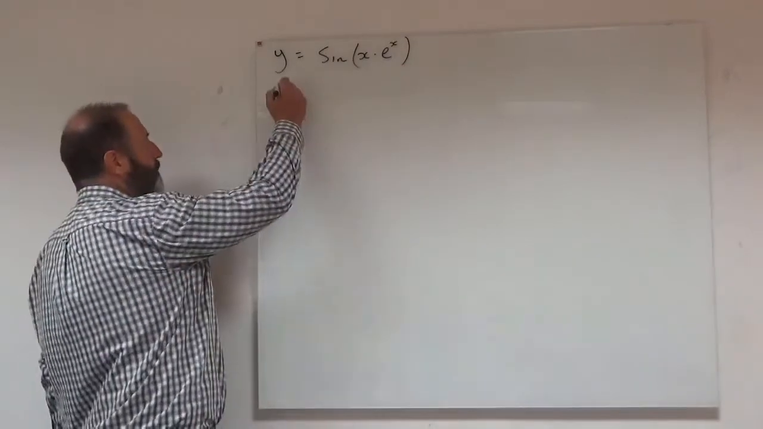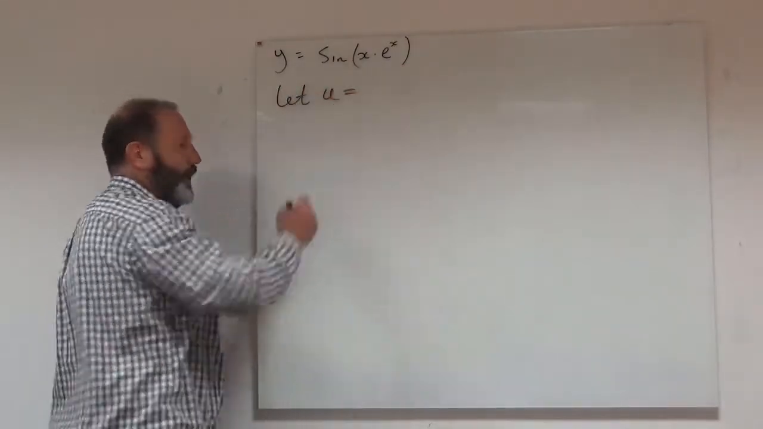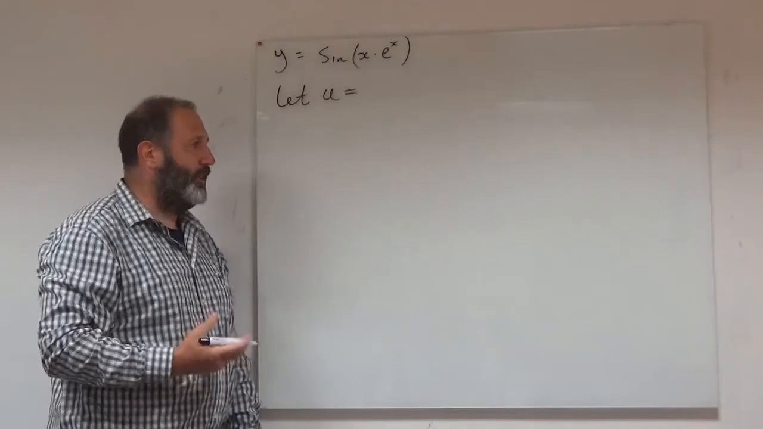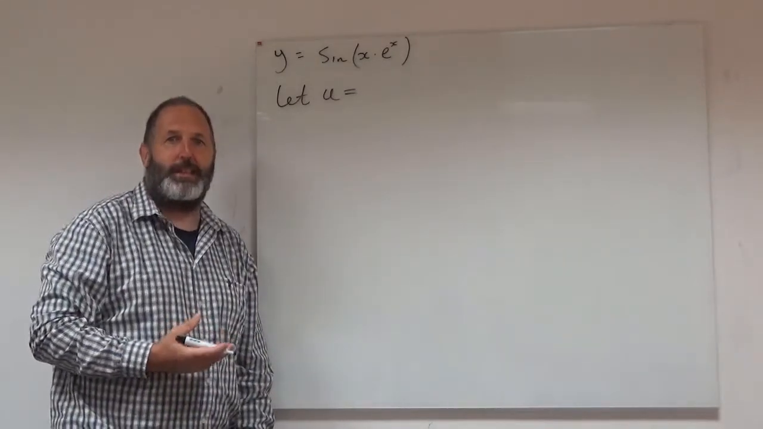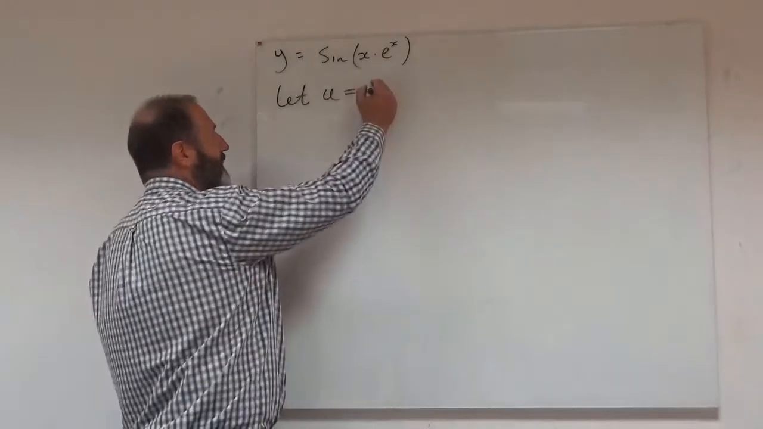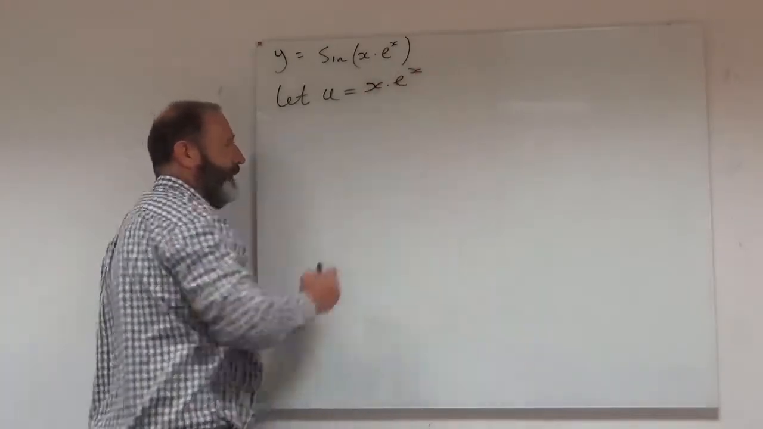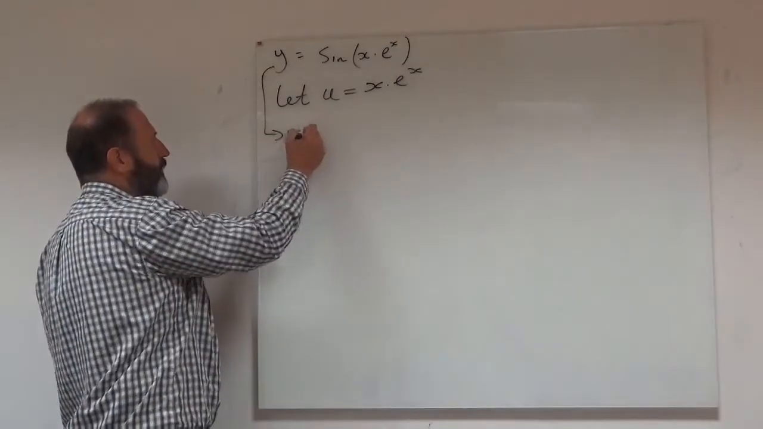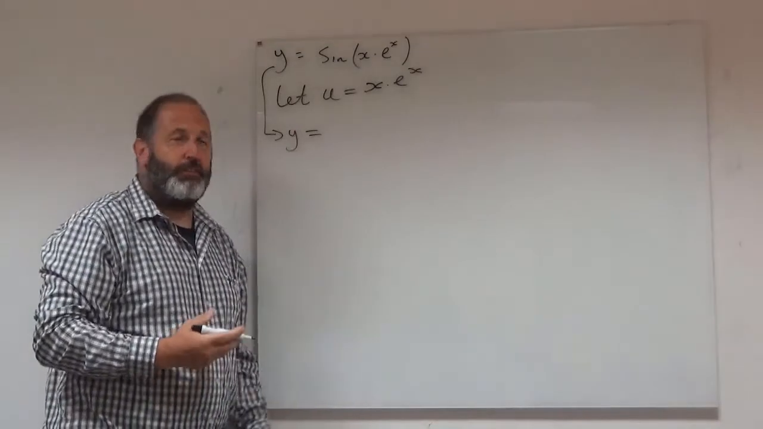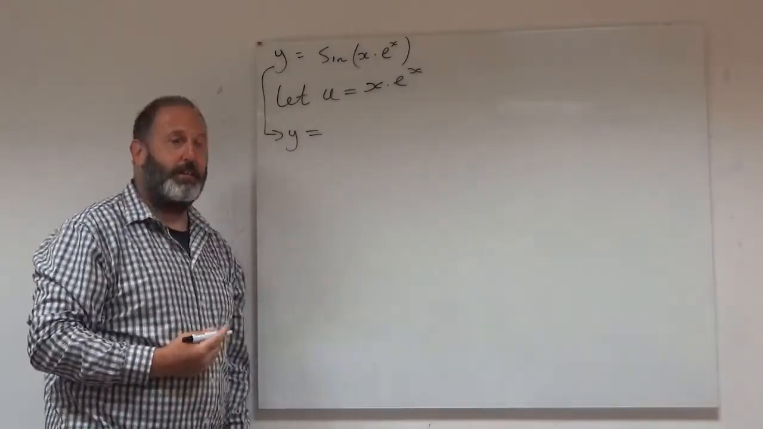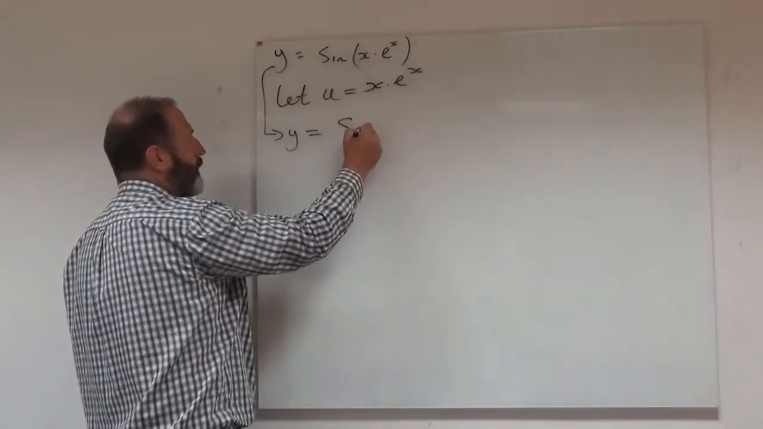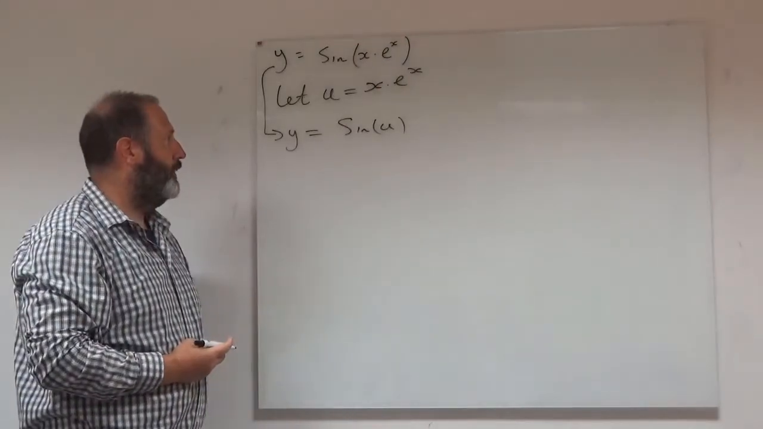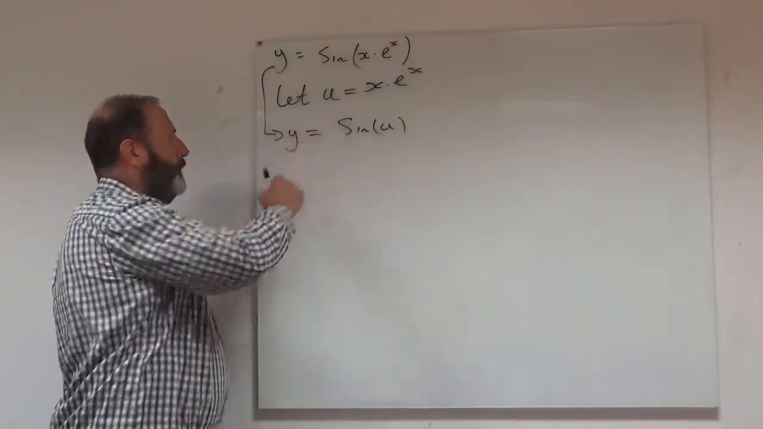Now the first thing we do with chain rule is we do a substitution: let u equal something. The general rule is that it's the innermost function, the bit in the brackets. So the bit in the brackets in this case is x e to the x. Then we rewrite y with our substitution in place to make it a bit easier. So this time it's sine of u, because the bit in the brackets has now become u.